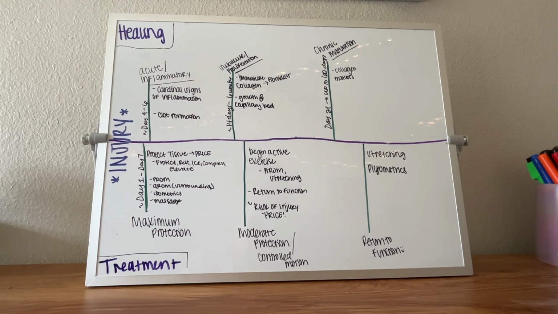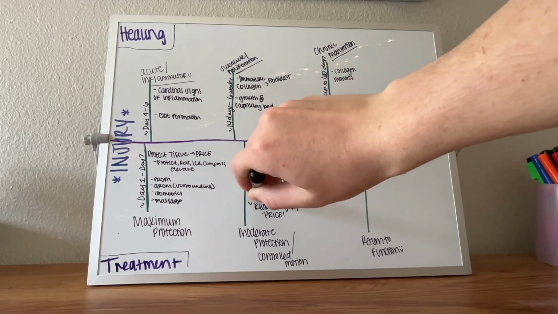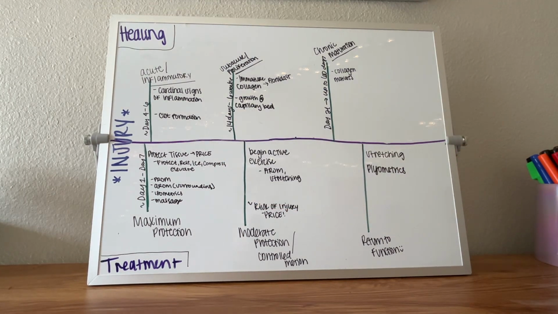We can do stretching, and this should not be here, so we're going to just take that out. We want the movements to be functional, but we're not returning to function yet. There is a high increased risk of injury, so we are going to refer back to PRICE if needed, but we are able to do active exercise. We just want to make sure we're not pushing it too much and messing up the immature collagen that's being laid down by the fibroblasts.